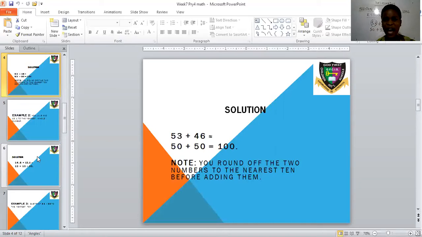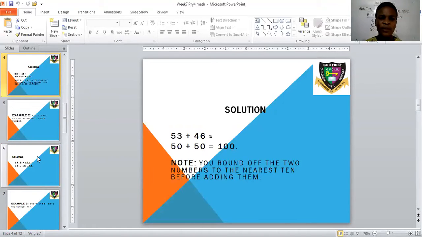So before any work is done on addition of figures, when you are using the estimation concept, the first thing you need to do is to first round off that figure. Is that taken? So if I'm asking any question on the estimation method or concept, telling you to add any figures together to the nearest 10, please, the first thing you do is what?